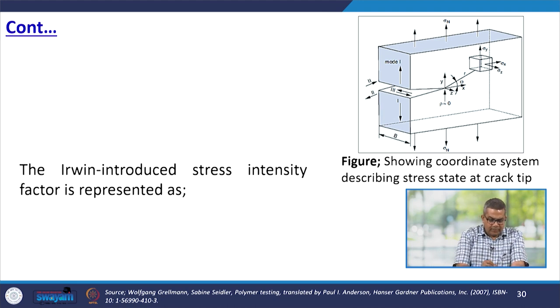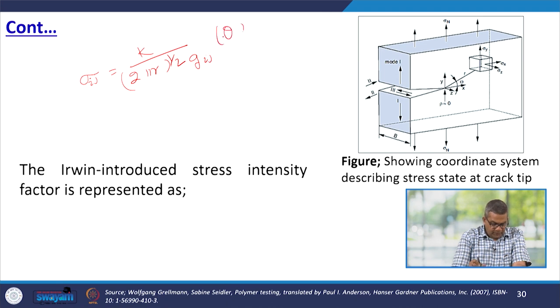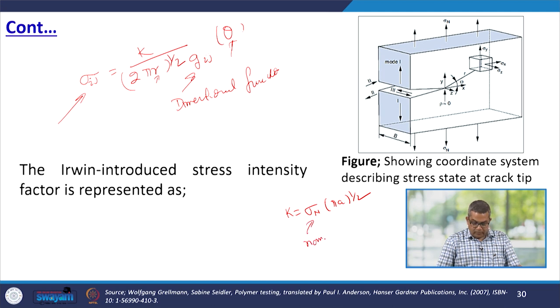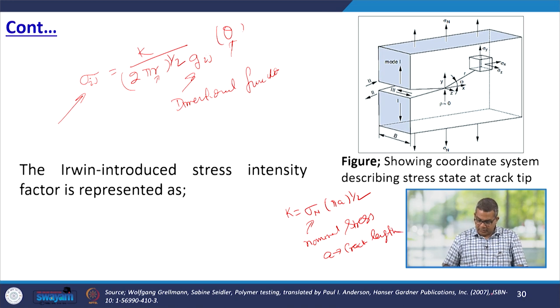Now, this is the mathematical relationship: sigma ij is equal to K over (2 pi r) to the power half times g ij of theta. Here, sigma ij is the normal or shear stress, and r and theta are the polar coordinates with the crack tip as the point of origin. Now, g ij is the dimensionless function. Irwin introduced the stress intensity factor, which can be represented as K is equal to sigma n times (pi a) to the power half, where sigma n is the nominal stress and a is the crack length.